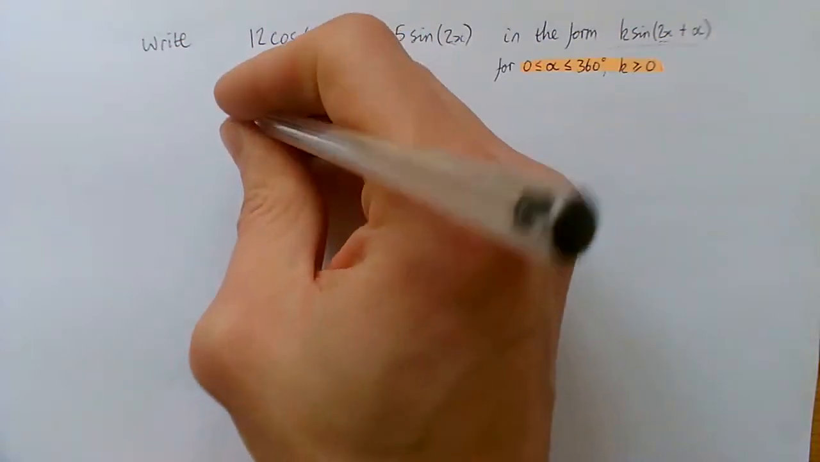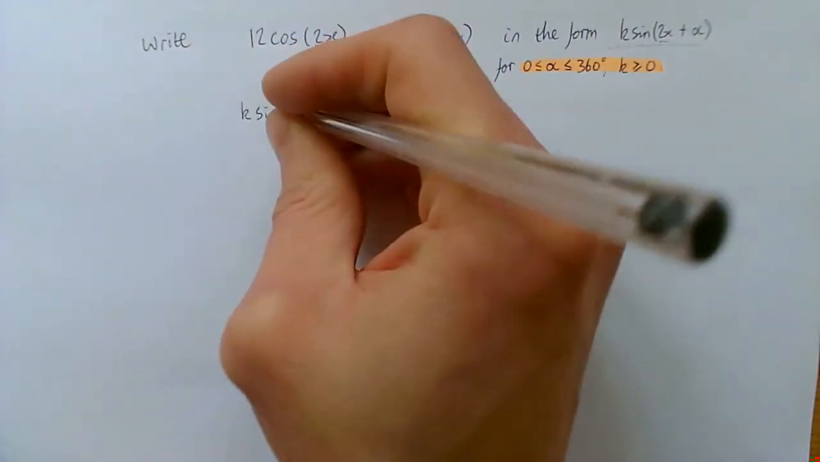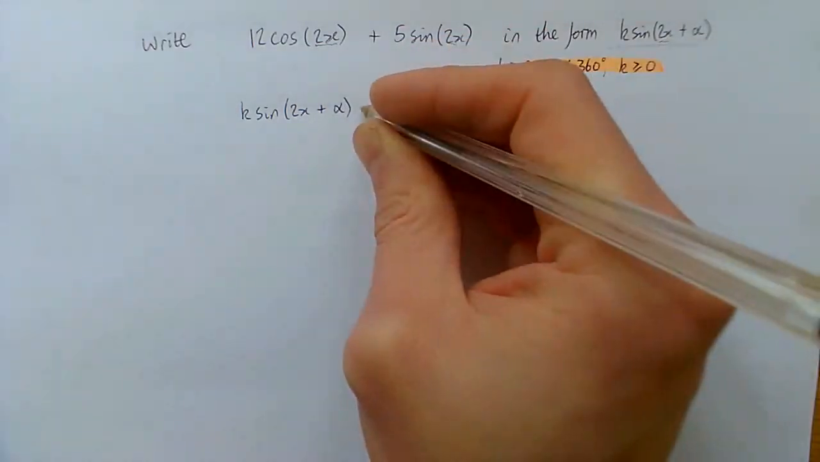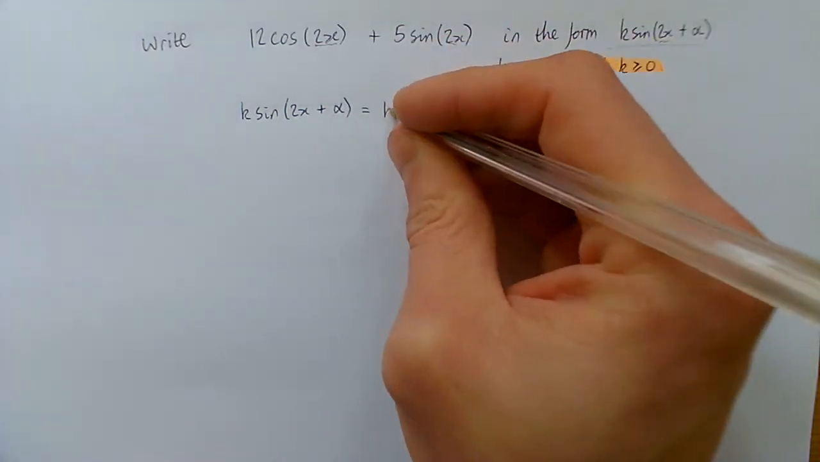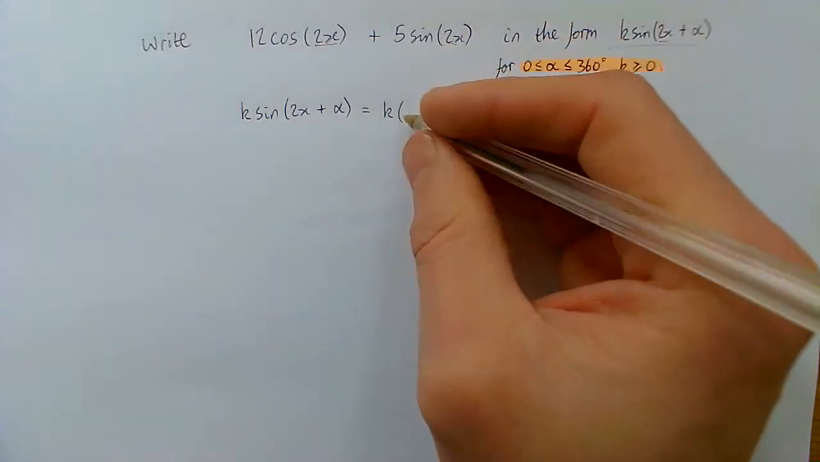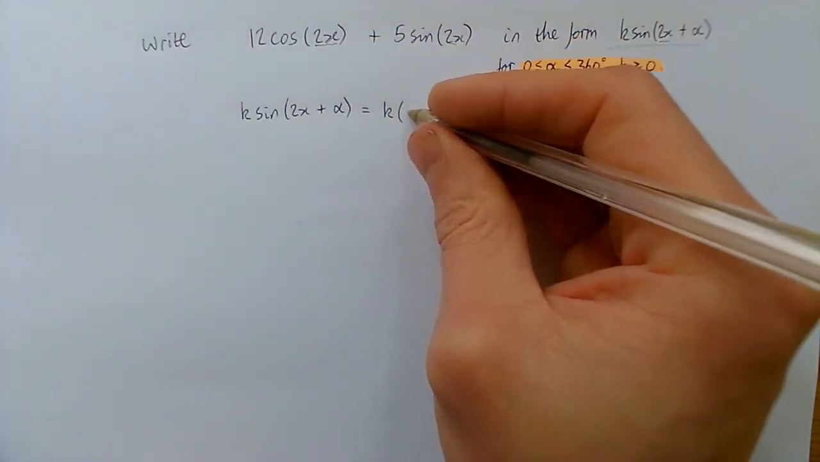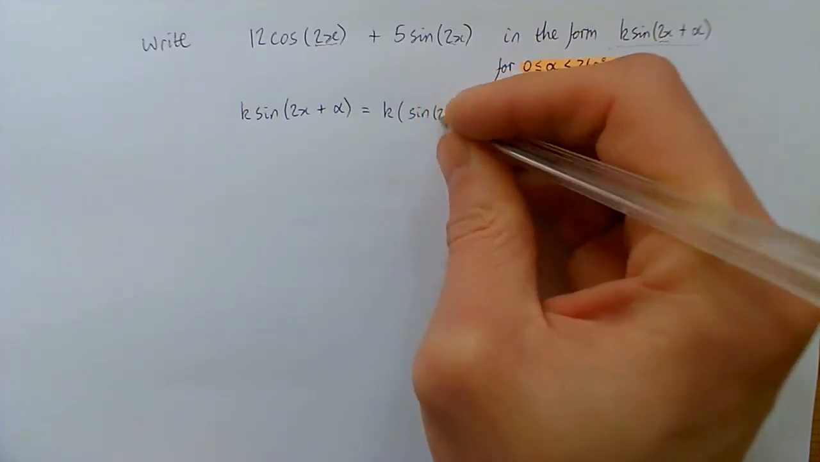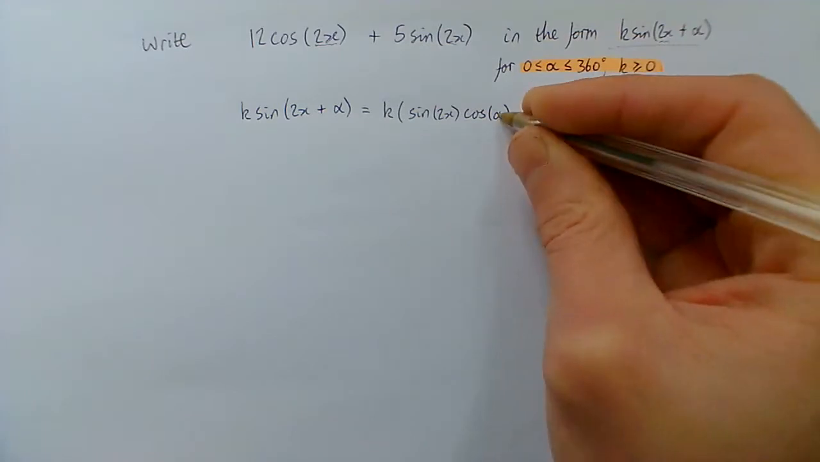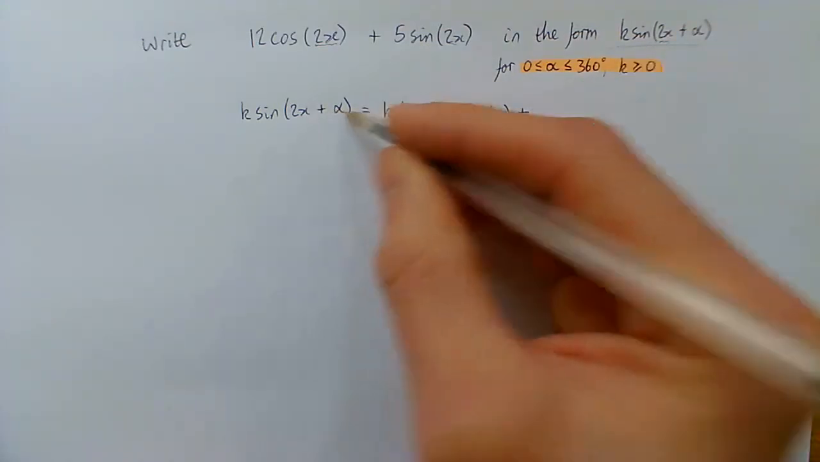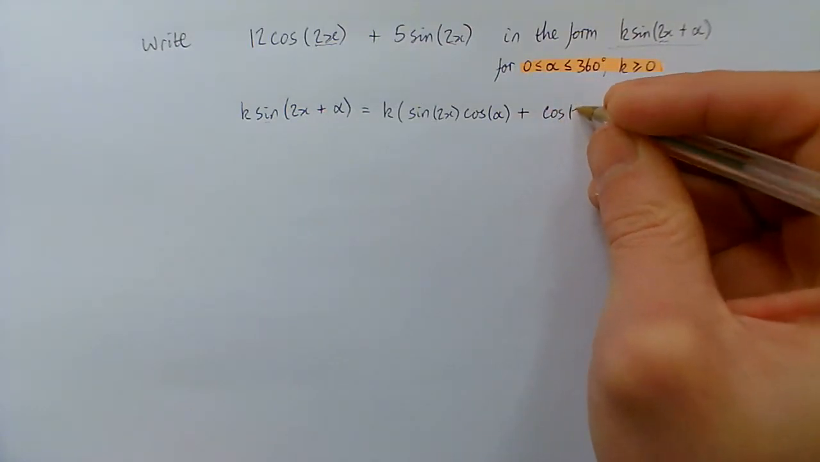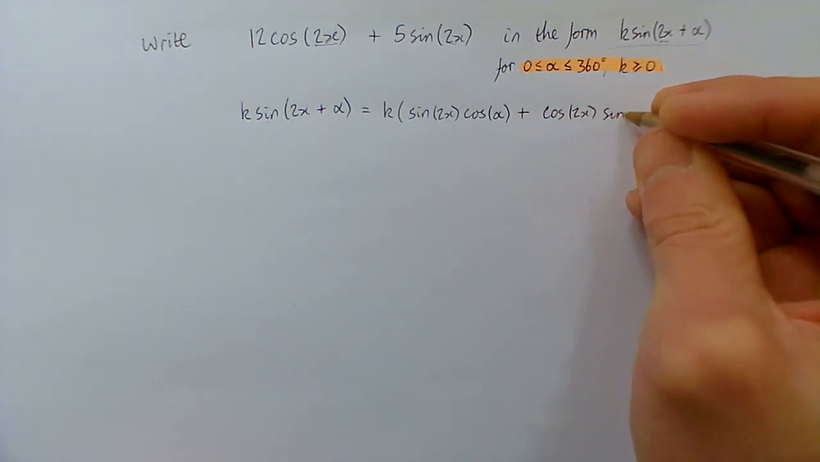We're going to write out what k sine 2x plus alpha expands to using that identity from our formula booklet. And then we're going to do some comparing and find our missing values. So the identity in the formula booklet says that that should be sine of 2x cos of alpha plus, matching the pluses because it's a sine one. And then we've got cos of 2x sine of alpha.